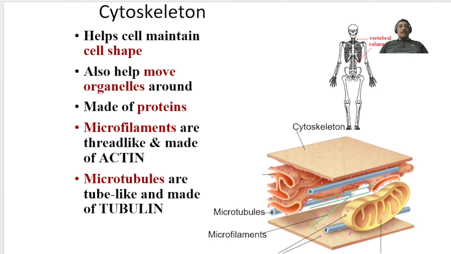Microfilaments are thread-like structures, because we call it a filament, and are made up of a protein called actin. Whereas microtubules, as the name implies, are tube-like structures, and are made up of a protein called tubulin. As you can see here, we have a microtubule here and we have a microfilament here. It's a structure of a cell.